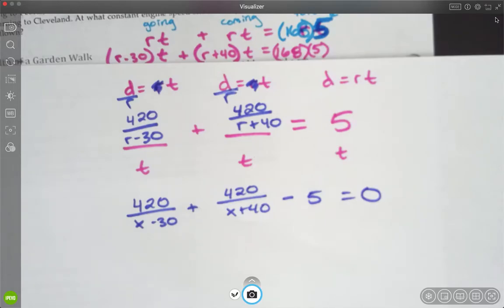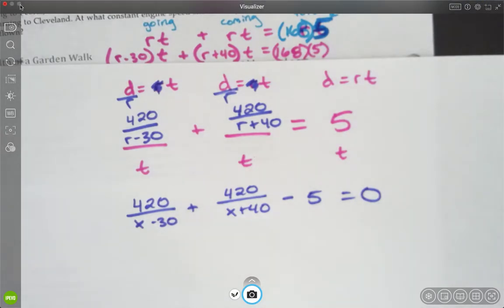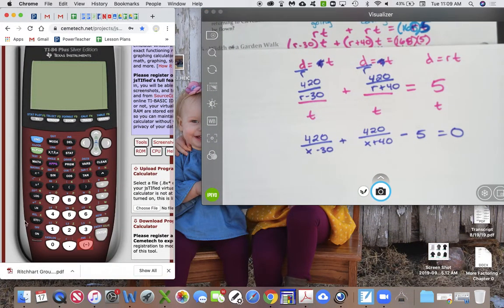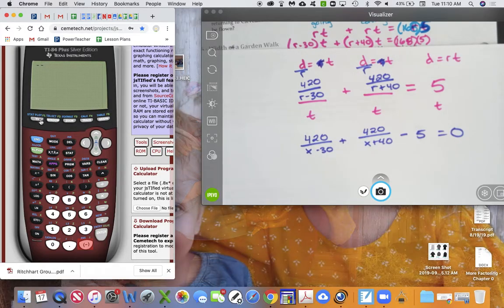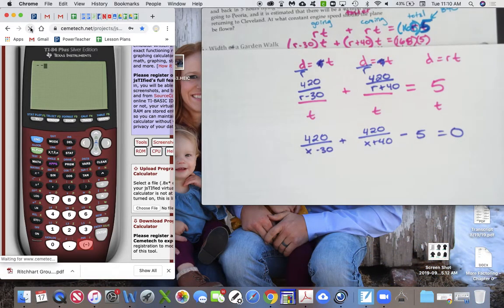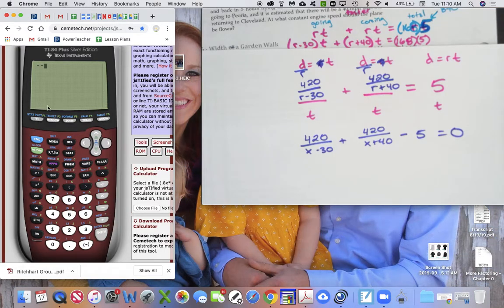So I move the 5 to the other side. You do it your way, and then you can show me later, all right? So let's type this in. I'm going to move it over. Y equals. I don't even have a graphing calculator. I have a Chromebook. I'm doing it on my computer, too.